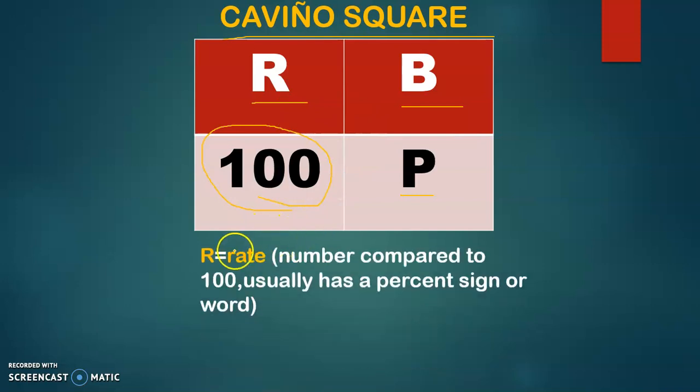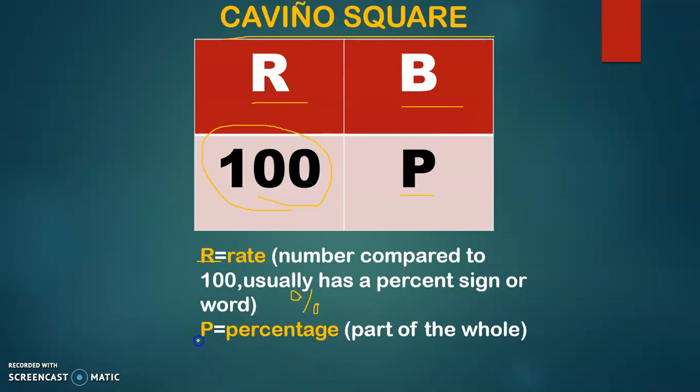Okay, define muna natin. Rate is the number compared to 100. Usually, it has a percent sign or word. Okay, so itong R or rate ay ang number na kinukumpara sa 100. Na lagi, usually, meron niyang percent na sign, or ang word na percent.